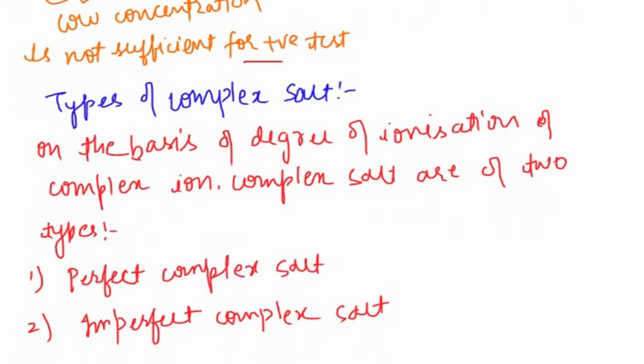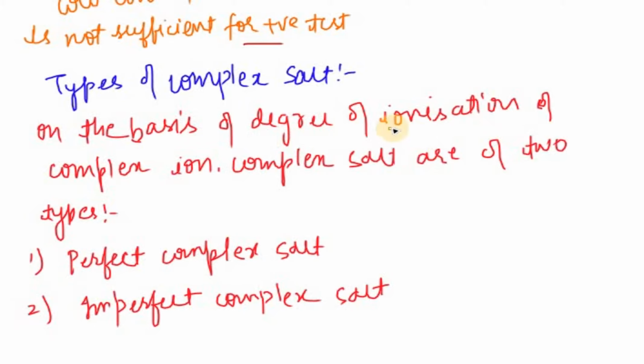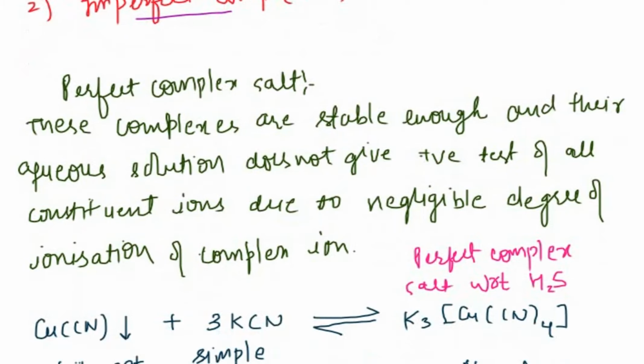So, types of complex salt. On the basis of the degree of ionization of the complex ion, complex salts are further divided into two parts: one is perfect complex salt and the other is imperfect complex salt. Let's see what the perfect complex salts are. These complexes are stable enough that their aqueous solution does not give a positive test of all the constituent ions, due to negligible degree of ionization of the complex ion. We call it a perfect complex salt when the complex ion does not give its test, having a very negligible degree of ionization.